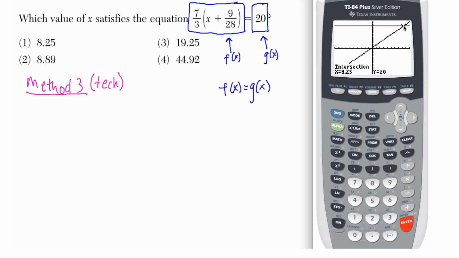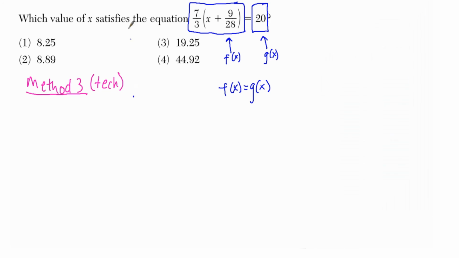You can see it. And if you look here, the intersection is x equals 8.25 and y equals 20. So it's the point of intersection, but essentially the x value that makes these two functions the same is 8.25. And sure enough, there is our answer. There's our solution. So that's one way, a technology way, to do this, using the idea that each of these two sides can be seen as two different functions, and we're looking for the x value that makes them the same.